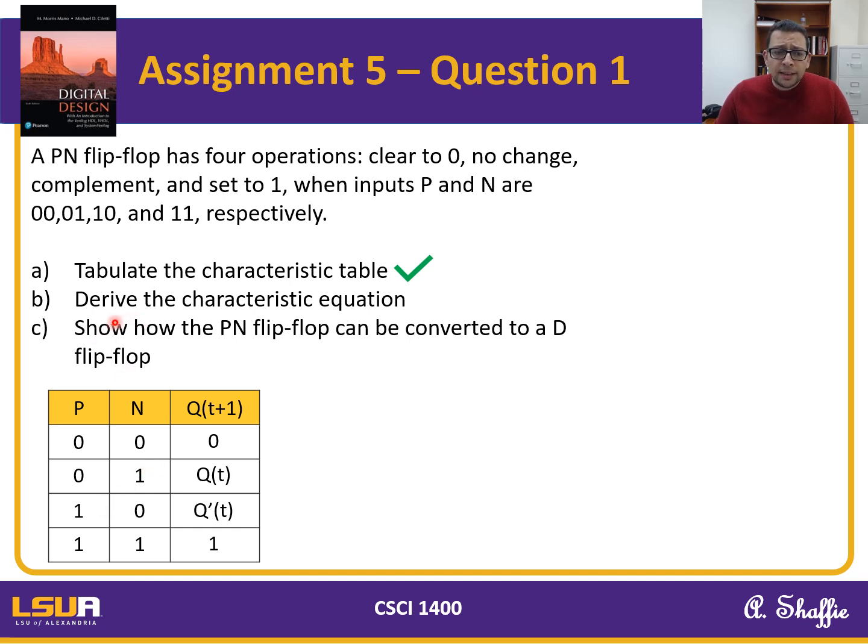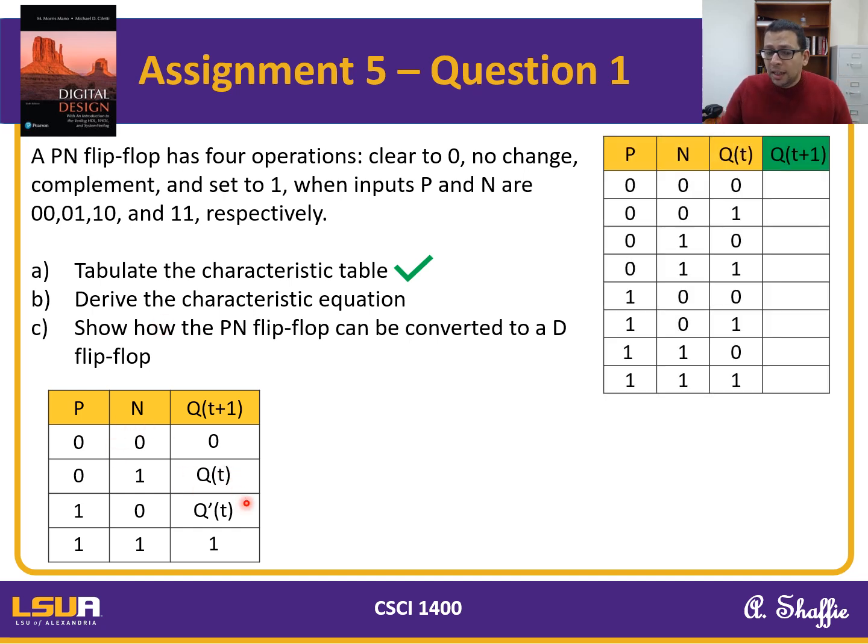The second question is asking about deriving the characteristic equation. I will not be able to derive the characteristic equation without drawing the whole table or without the Karnaugh map. To build the Karnaugh map, I need all the inputs. The inputs right now are not just P and N, but P and N and the current state. So this table will be enlarged and will be something like this. Instead of having 4 rows, I will start to have 8 rows.